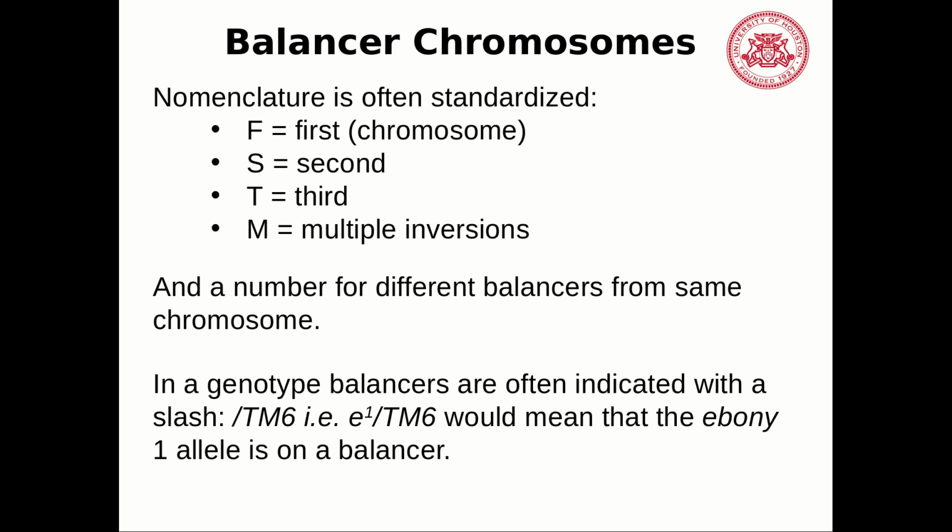So TM6, basically third chromosome, multiple inversions, 6. It has one allele on the balancer. So this is E1 TM6. That's indicating that the E1 ebony 1 mutation is on this balancer. All right, so that's the way the nomenclature works, how you would say that.